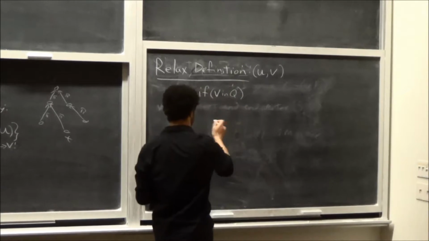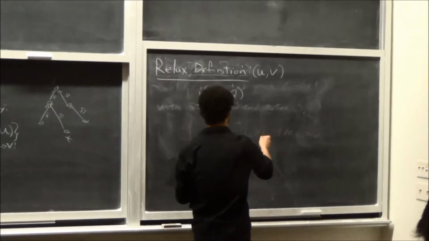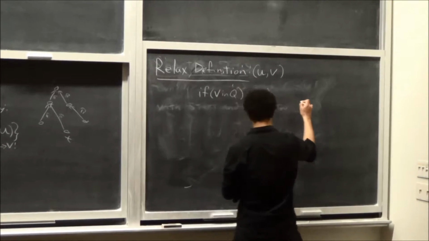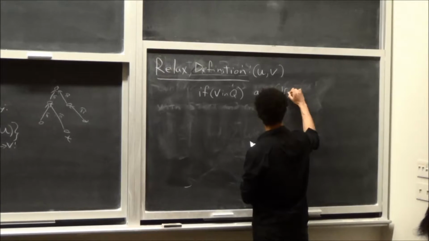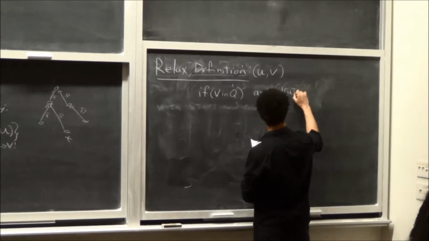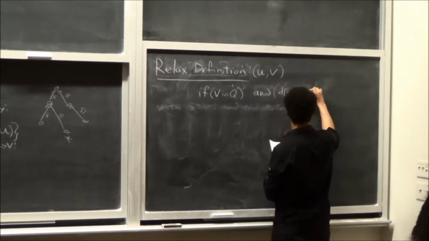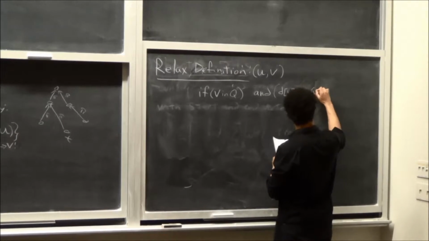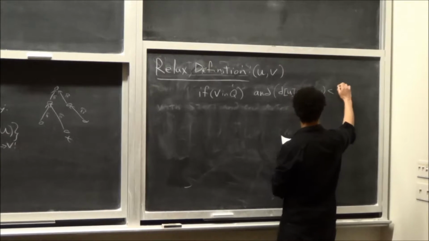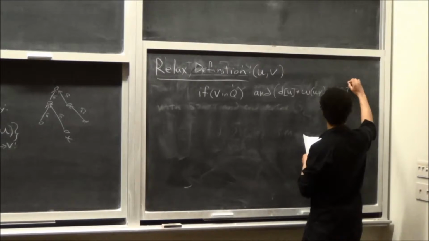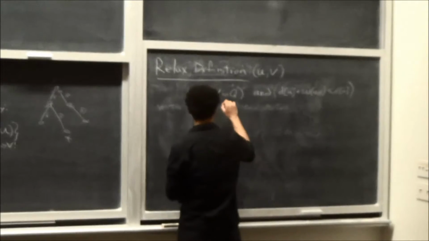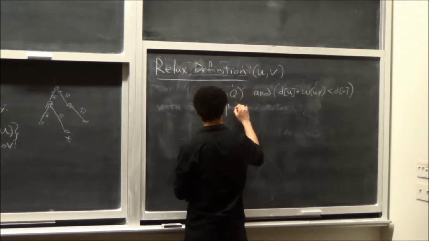So if V has yet to be visited, if it's a node that's coming up, and if the current distance that we have to U plus our weight function is less than the current distance we have to V, then we want to relax these values. So I'll explain what that is in more detail in a second.